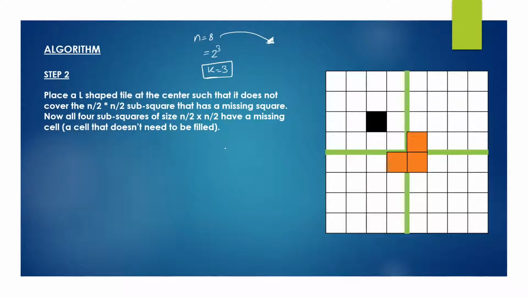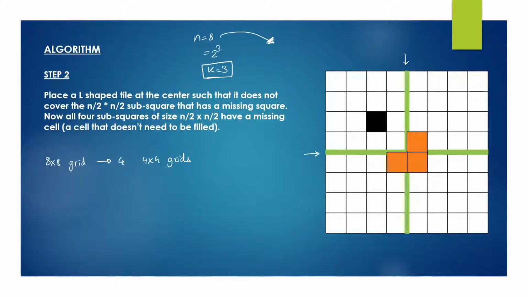Since I mentioned that this is a divide and conquer algorithm, we're going to be splitting our main problem into different subproblems. First of all, we're going to divide our 8 cross 8 grid into smaller 4 cross 4 squares. That is done by these 2 green lines here. You can see we've converted an 8 cross 8 grid to 4 cross 4 grids. We've basically just divided our main problem into smaller subproblems.